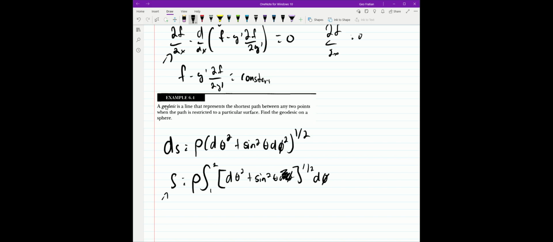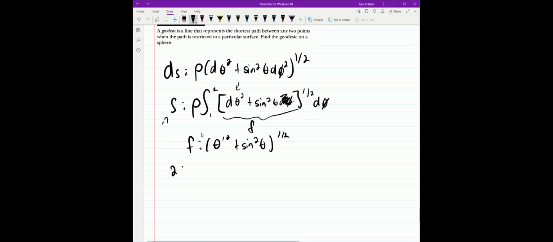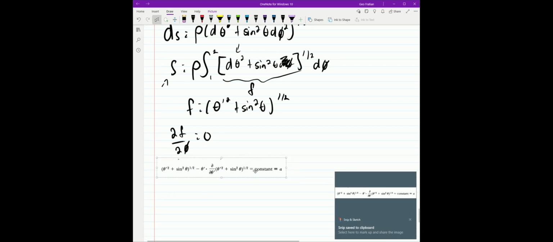We have some value equal to something, a derivative of that, so we can let this equal f, right? So we let f equal to (theta prime squared, or d theta, plus sine squared theta) to the 1/2. And since del f del phi is equal to 0, since this doesn't depend on phi explicitly, that lets us note that, this is a long one, so I'll screenshot it. We can basically set it equal to a constant now, right?